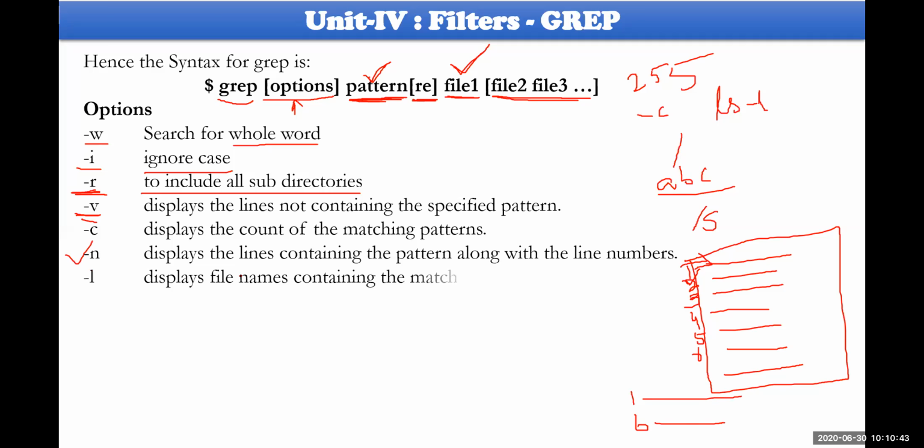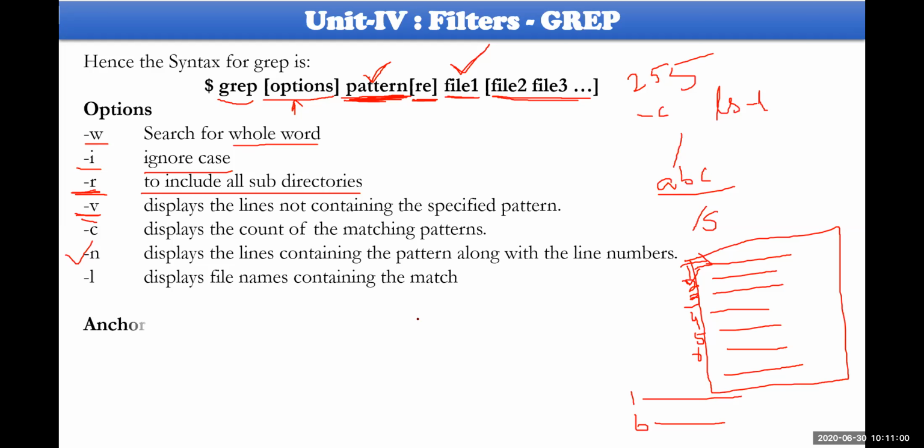And -l displays the file names containing a match, in the sense of this particular pattern. Whatever file names have this pattern will be displayed. Only file names are displayed; content is not displayed.